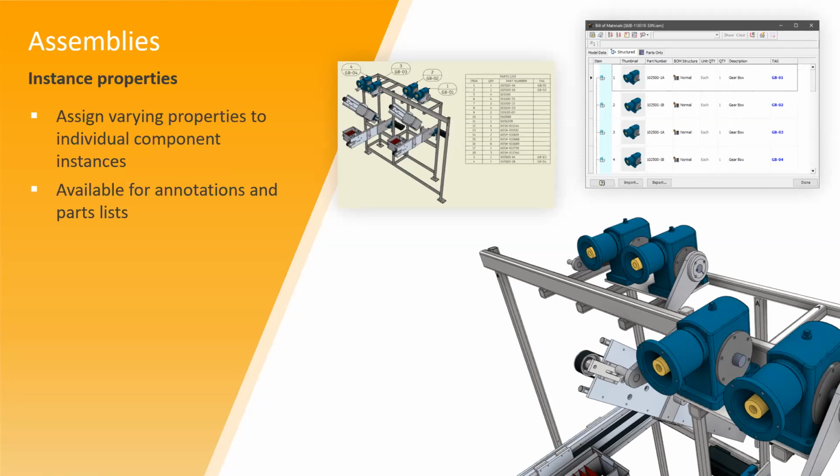So instance properties are assigned to individual component instances. They can only override custom I-properties. So instance properties are available in annotations such as balloons, leader notes, and part lists. So I'll show you this demo in the next video.